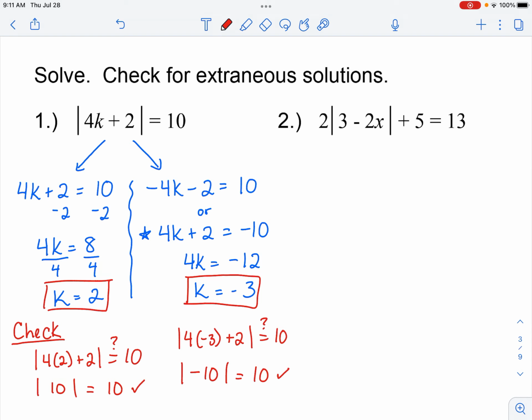So here I have 2 solutions. Okay, so problem number 1 has 2 solutions. They both work. Let's take a look at problem number 2, and see if the same thing happens or if it works out differently.